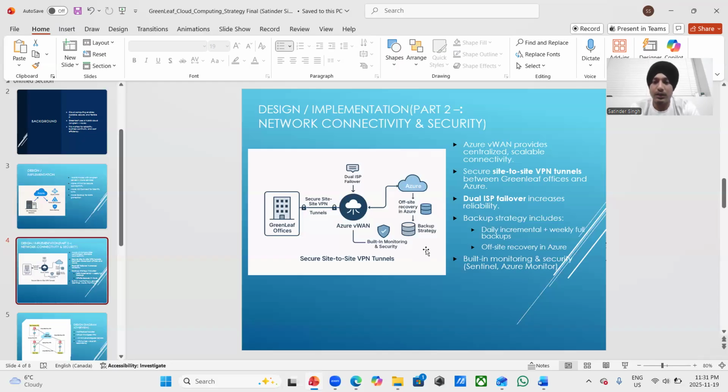The third is dual ISP failover, increased scalability. For example, there are two providers, so if one provider fails, the other will take over automatically. There is no need for anything manual; it will take place by itself. The fourth point is backup strategy.